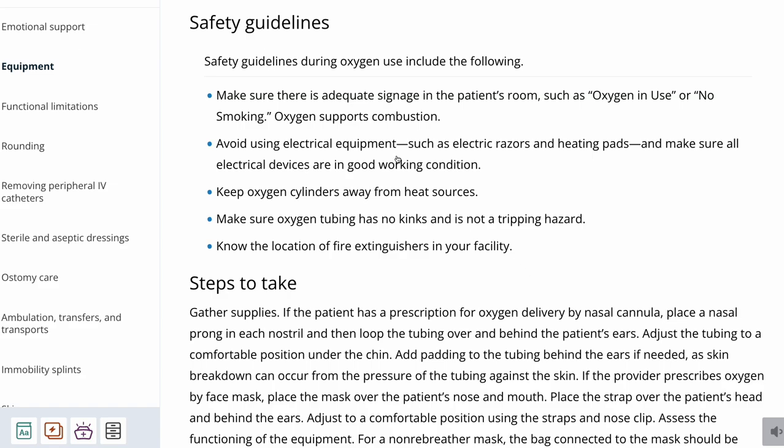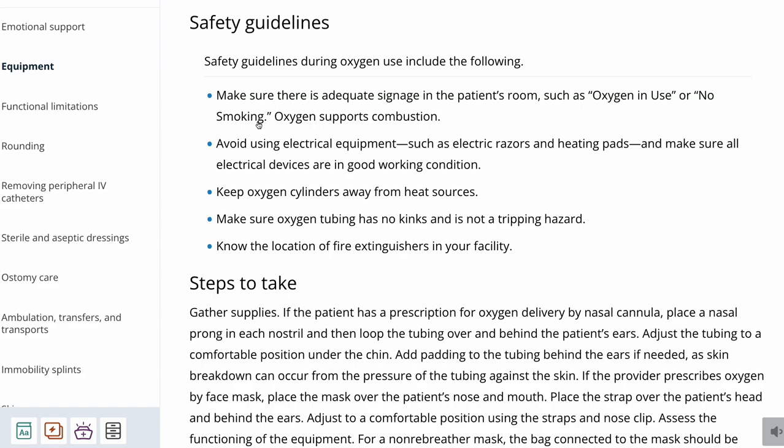So some safety things to follow for oxygen. Make sure that there is a sign on the patient's room that says oxygen in use. Any patient's room you go in, if they're on oxygen and there's not the sign, you need to tell the nurse because the sign needs to go in there. Or there may be a no smoking sign, which nobody should be smoking in the hospital anyway.